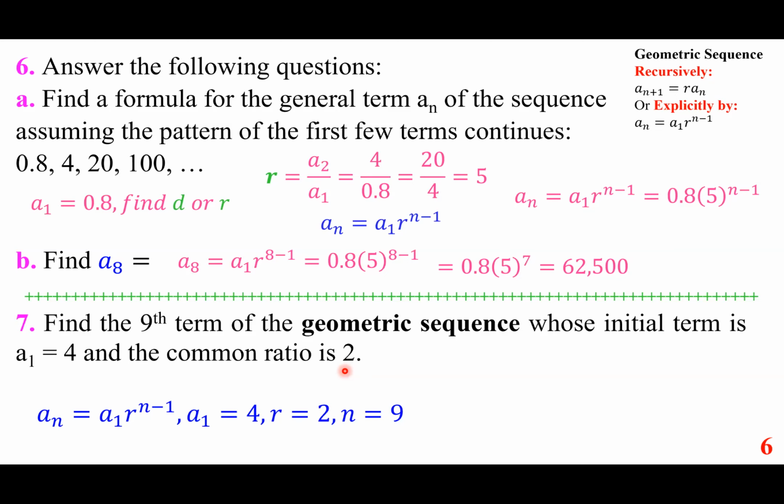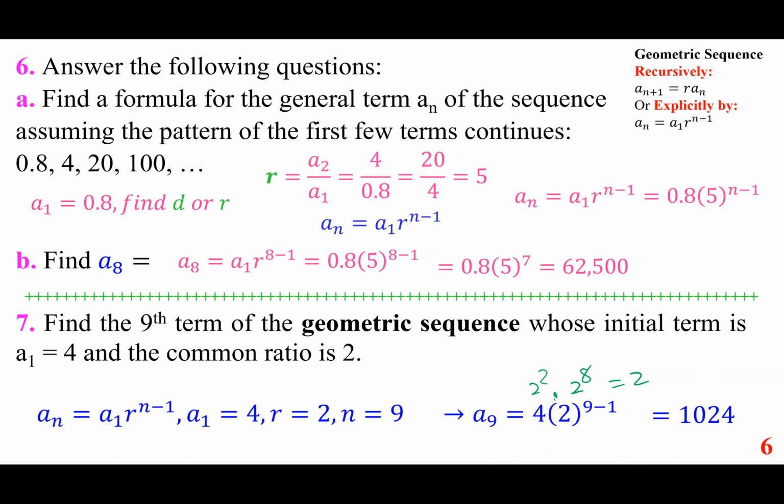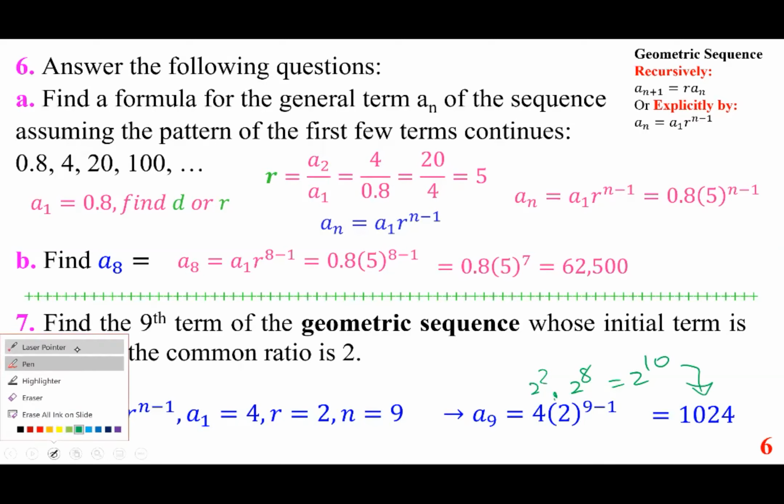Since we want the 9th term, we want a sub 9, n equals 9, which is a sub 1, which is 4, times r to the power of n minus 1, which is 2 to the power of 9 minus 1, or 8, which means 2 to the power of 8 times 4. Use a calculator. By the way, you may recognize this 4 is 2 squared, so the exponents add up to 2 to the power of 10. That may make it easier to calculate.